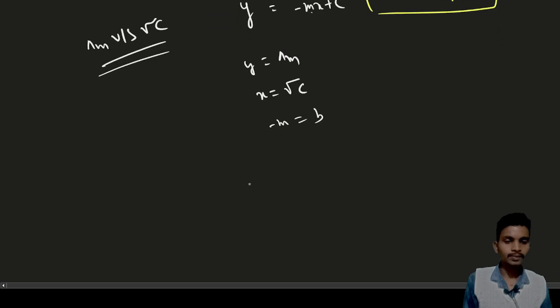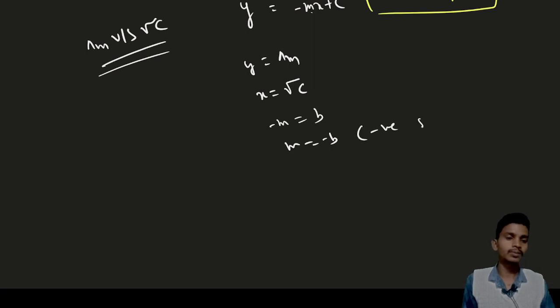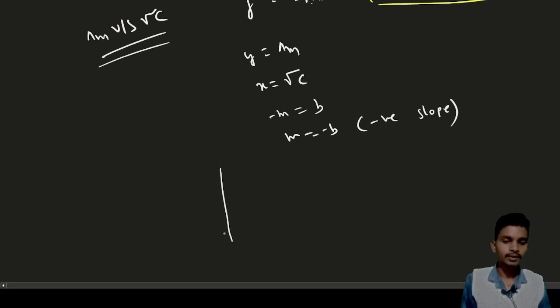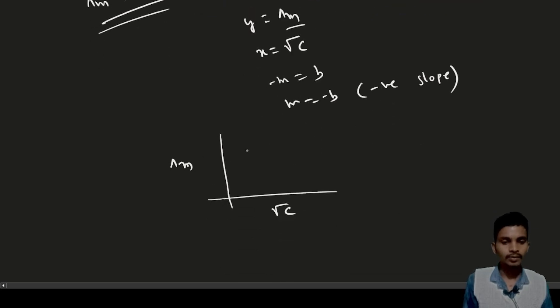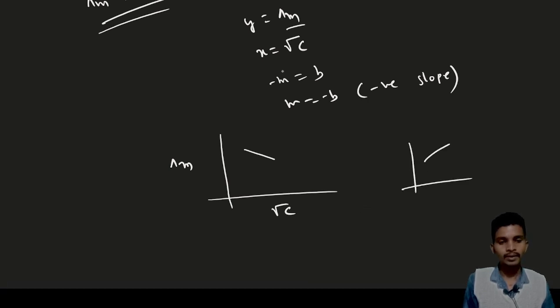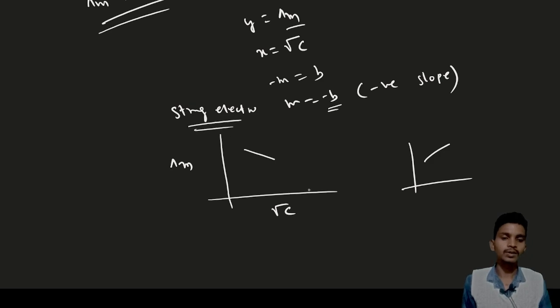So if you plot this graph, then this is a negative slope. The y-axis is this, and x is root c, then what you get is that negative slope. So a negative slope is like this, and a positive slope is like this. Here m is negative, so we draw a negative slope. So this is the graph for strong electrolytes. That's why we have drawn that.